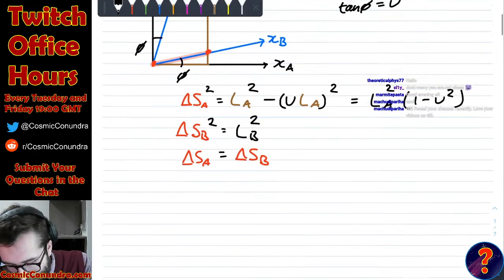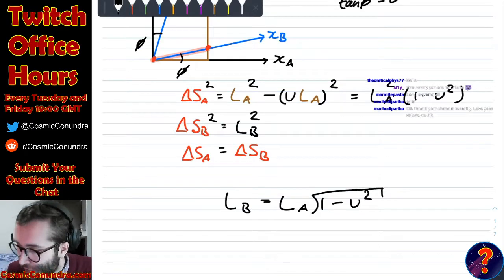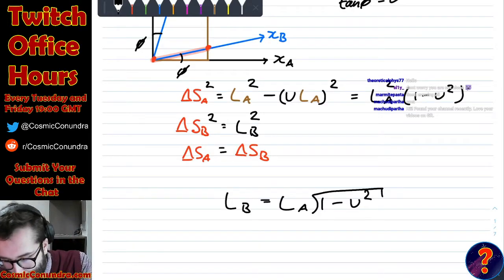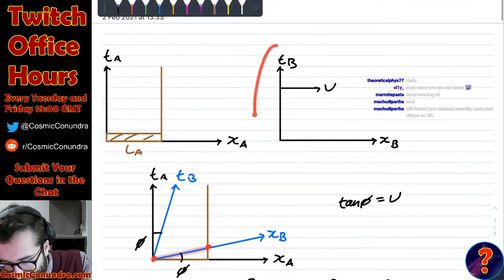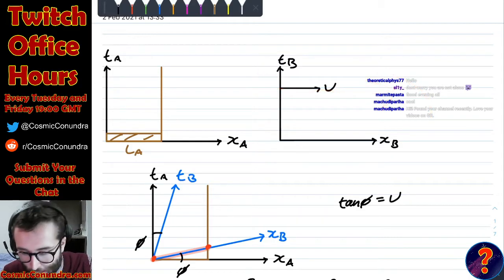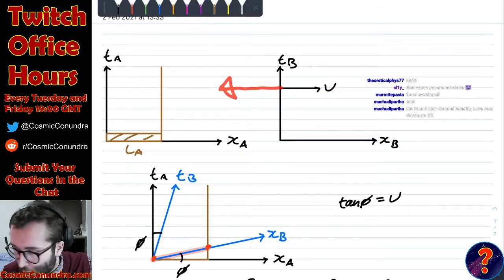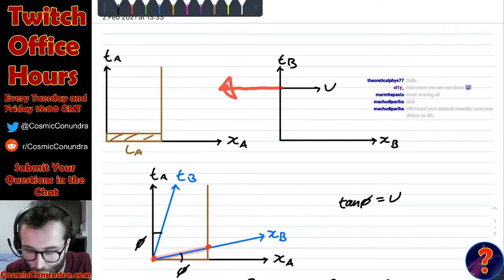And if we equate them and square root both sides, we get that LB is equal to the square root of 1 minus v squared times LA. Okay, so this is the length contraction formula. So LB is the length measured by the person moving away from the rod. Now, it's symmetric, so we could also think of him moving towards the rod. He doesn't have to be moving away. This thing is symmetric in the direction of velocity.